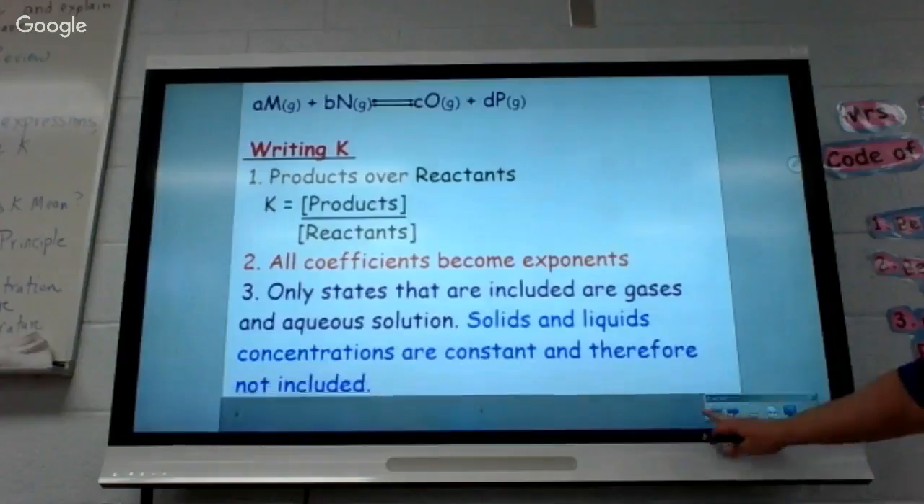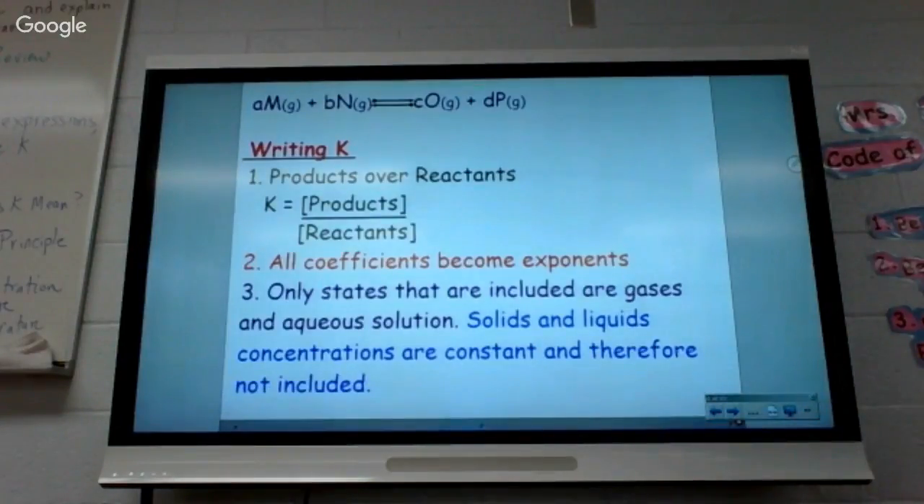And step number 3, only certain states are included. Only include gases and acids. Okay? Solids and liquids are constant. So they're not included. We're going to cancel them out. Okay?